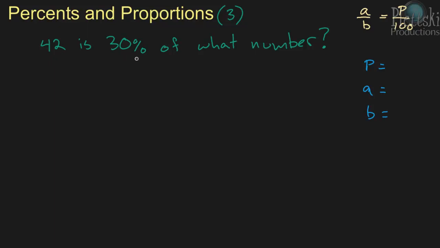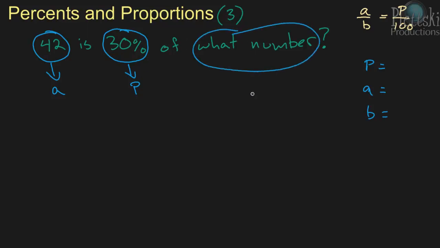So here's the question. 42 is 30% of what number? Well, we can already tell that the 30%, that's going to be p. And then 42 is 30% of what number? So 42 is not going to be the base, it's actually going to be a, because we want to find the number that 42 is 30% of. So what number is going to be our b? That's the unknown.